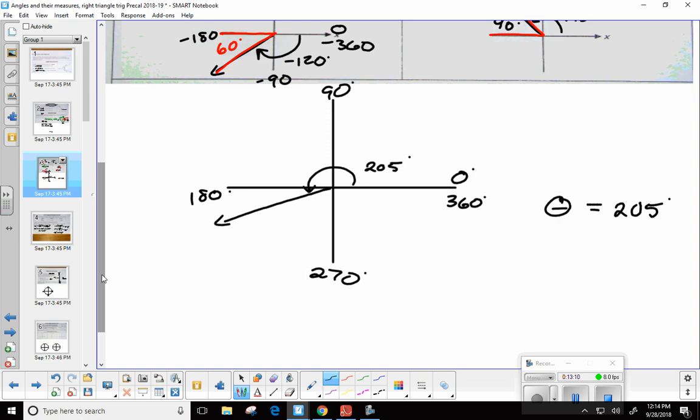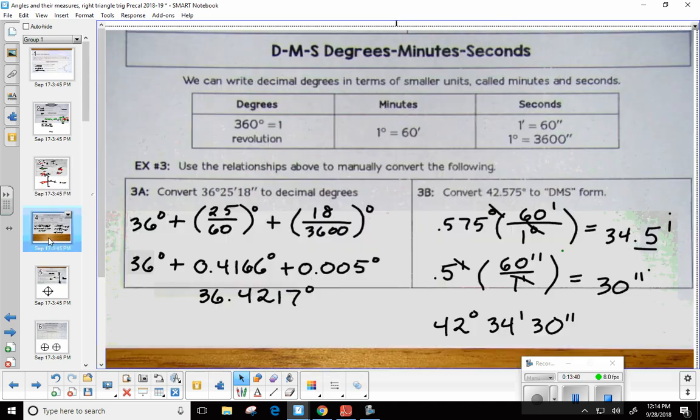Okay. But now the reference angle, you always look at where the terminal side stops and the closest x-axis. This is what we're looking for. So how much further than 180 did I go? 25. So the reference angle here would be 25 degrees. Okay. That's all that means. So that's what we were talking about yesterday. Now let's really get into the trig.